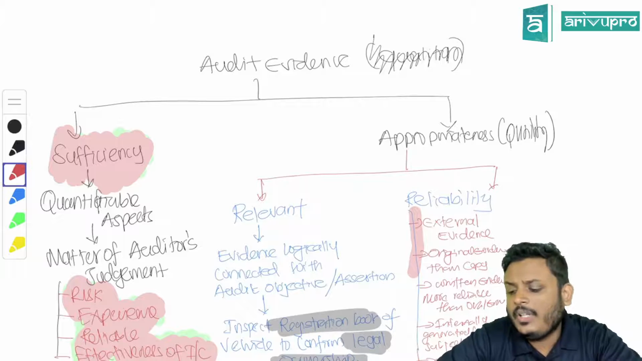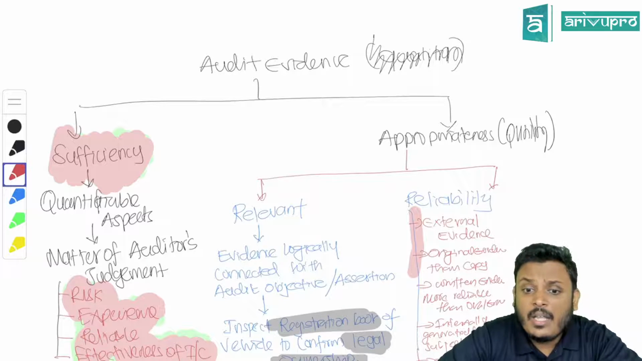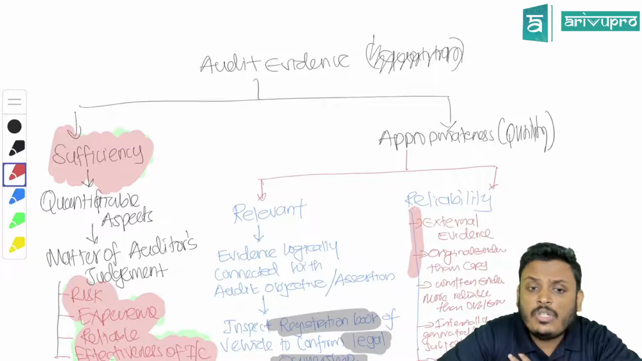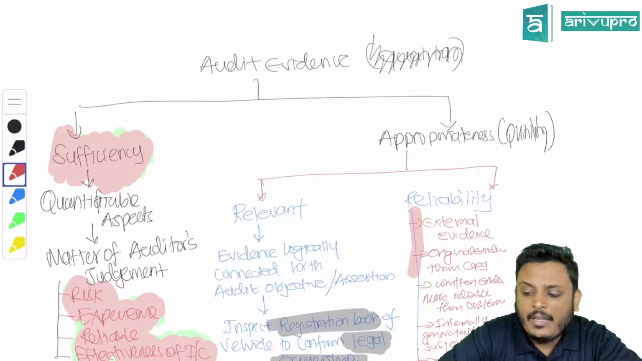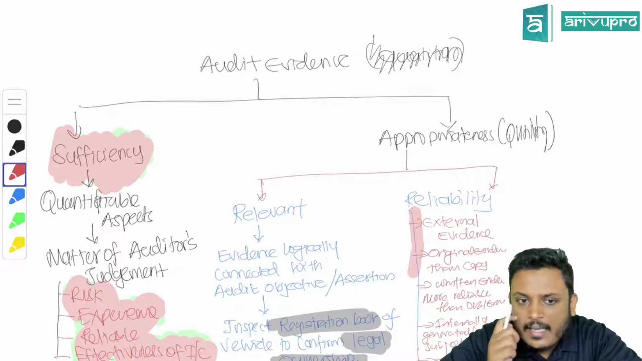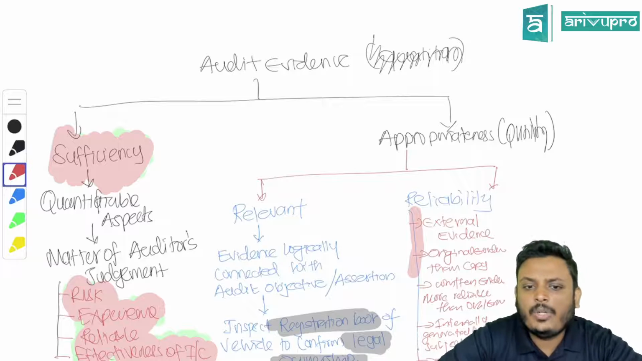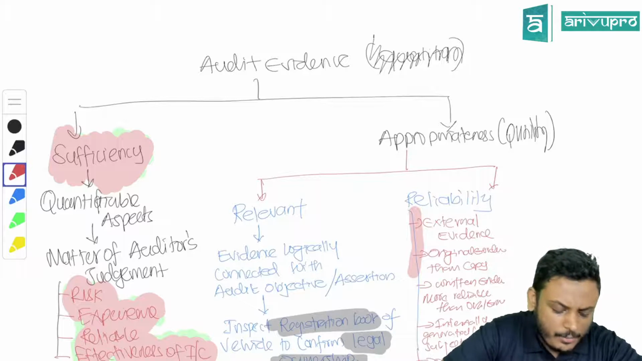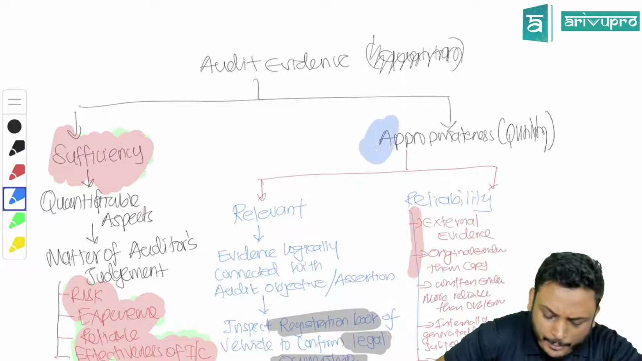Other than that, there are a lot of things, right? Like population size. If the population size is very big, we should collect more evidence. If the population size is small, then less evidence is fine. And also materiality. If the element is highly material, more evidence is to be gathered. If it is less material, less evidence is to be gathered. Right? So the term sufficiency is a matter of auditor's judgment. That you need to understand. Now let's come to the point, appropriateness.